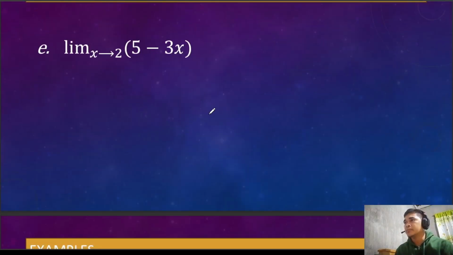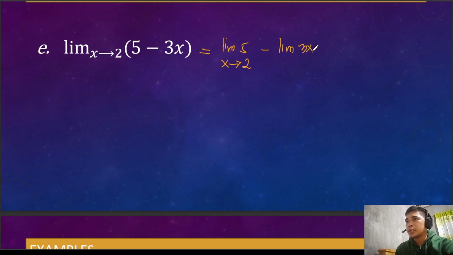Now, for E, we have the limit of 5 minus 3x as x approaches 2. So here, we need to apply the second batch of theorems, theorem 1.2.2. As you observe, this is minus. So what we are going to do here is get the limit of each term. So limit of 5 as x approaches 2 minus limit of 3x as x approaches 2.